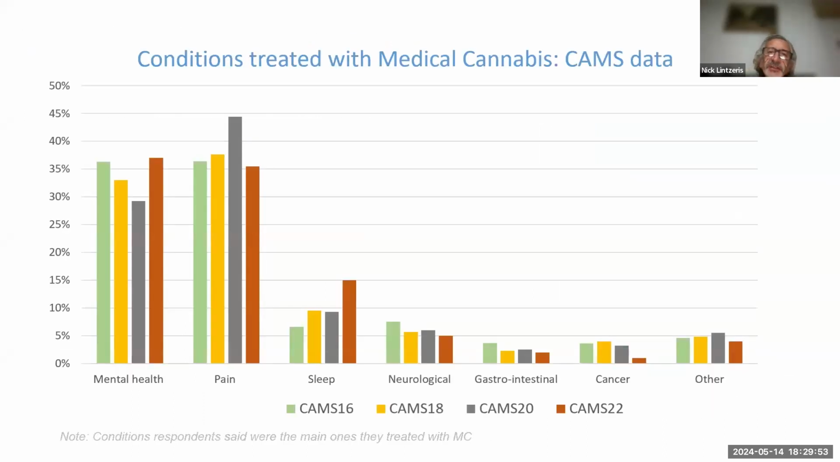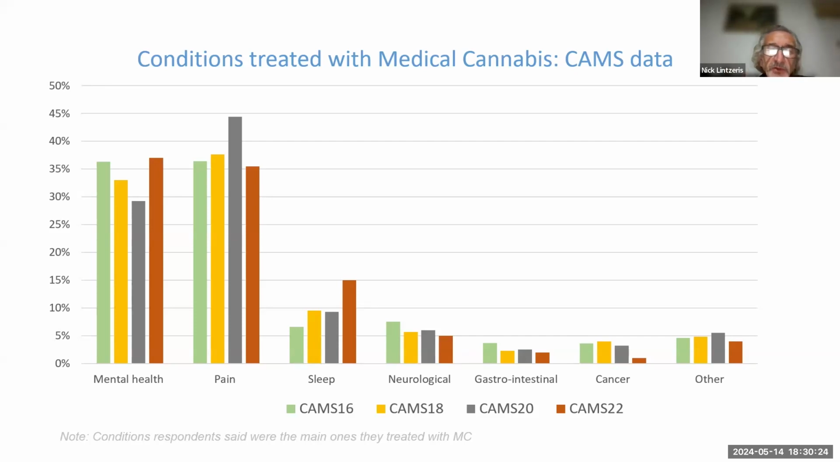What conditions are we treating with medicinal cannabis across Australia? For the vast majority of patients, the indication is chronic pain, followed by a range of mental health conditions, most notably anxiety, depression, and PTSD. Then we have a range of sleep conditions, and these seem to be increasing in recent years. And then we've got a range of other things there. You can see much smaller proportions for neurological, GI, cancer, and so forth.